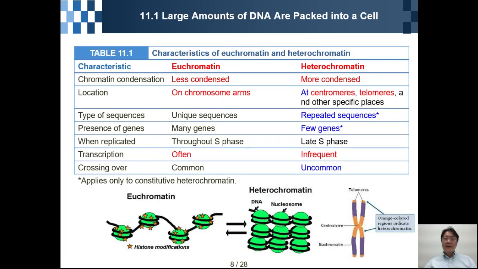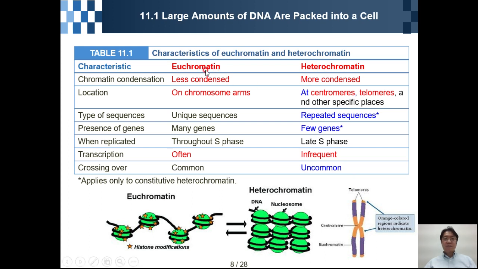Chromatin has a euchromatin region and a heterochromatin region. In this slide, table 11.1 shows the characteristics of euchromatin and heterochromatin. So this is the chromosome. This is a centromere, and the telomere is located here. Usually the euchromatin is located in the chromosome arm. So this is the euchromatin region. And also the heterochromatin is located usually near the centromere. And also the telomere region is a heterochromatin region.